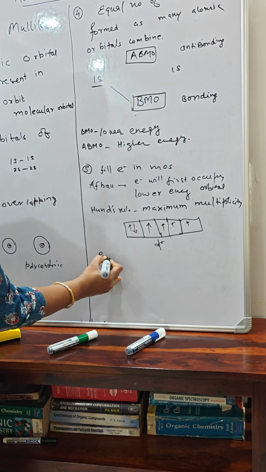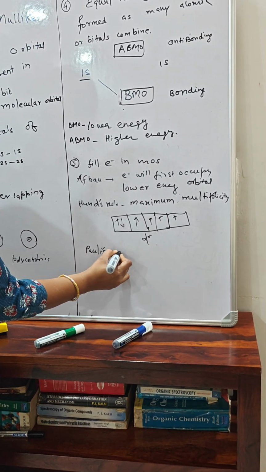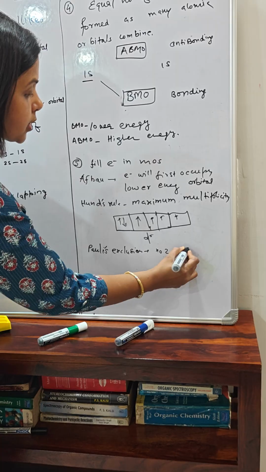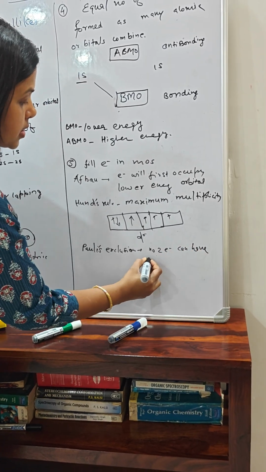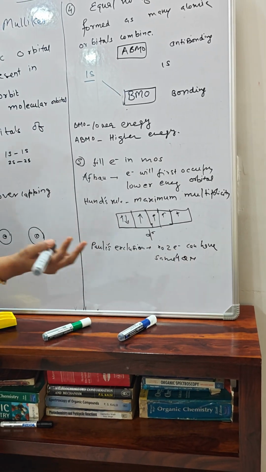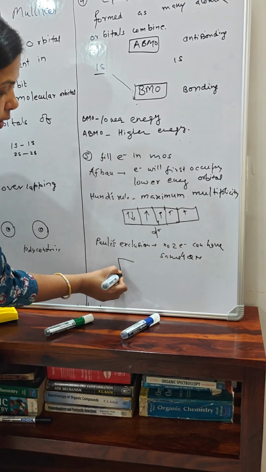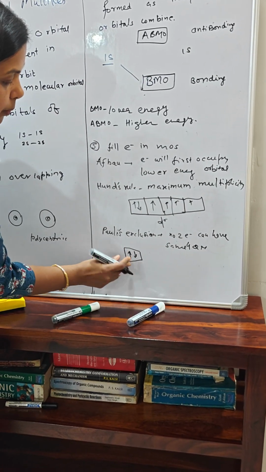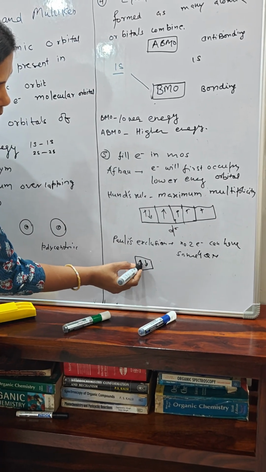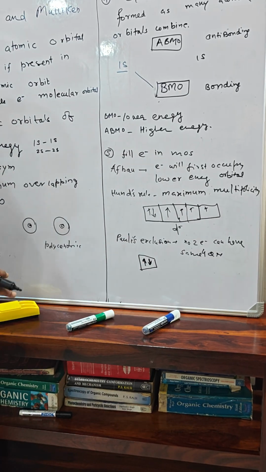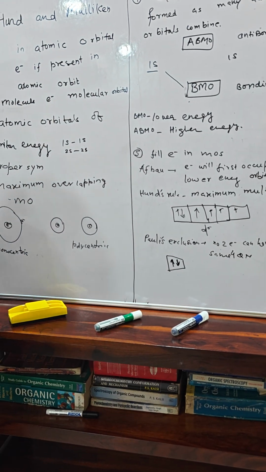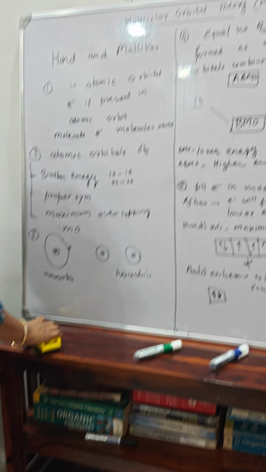And Pauli's exclusion principle will also be followed. It says no two electrons can have all four quantum numbers the same. Since we know that an orbital can hold two electrons, the spin quantum number will be different, plus and opposite spin. So now we can understand more.